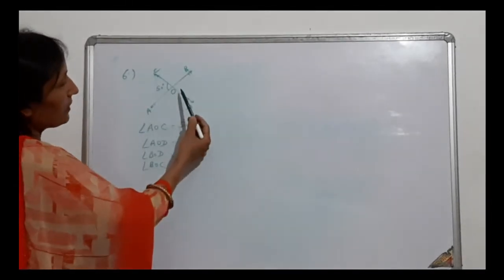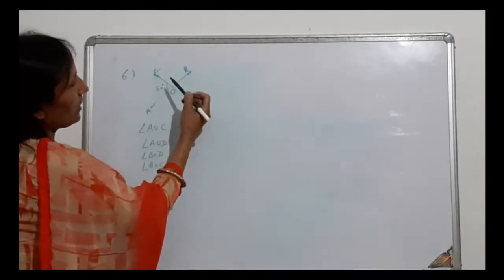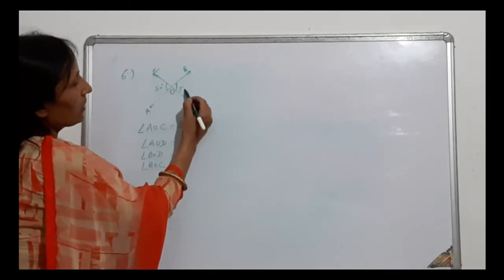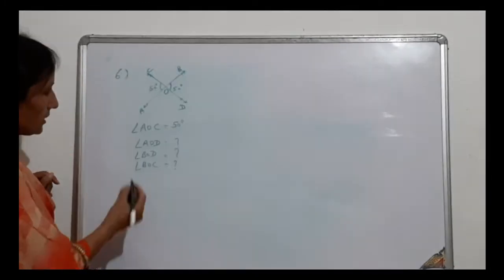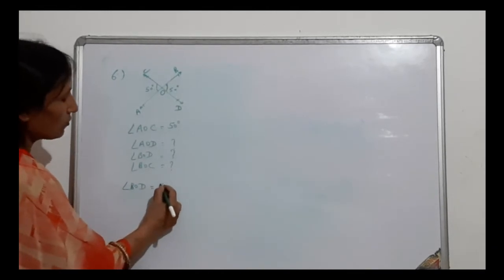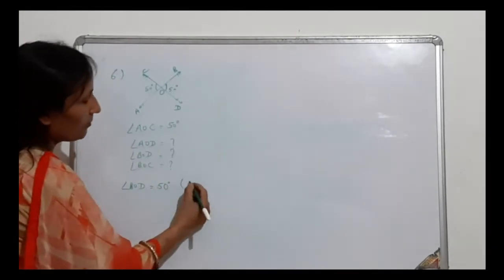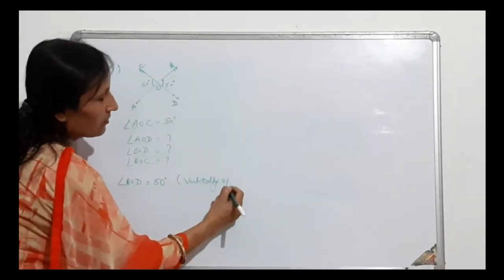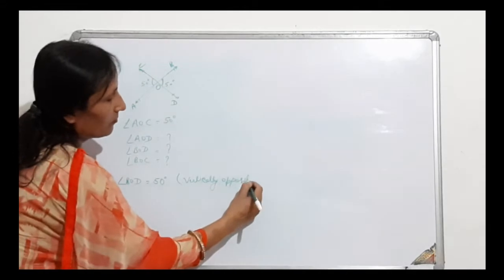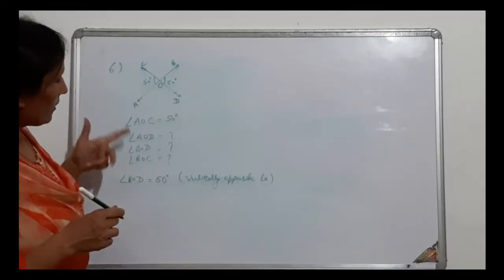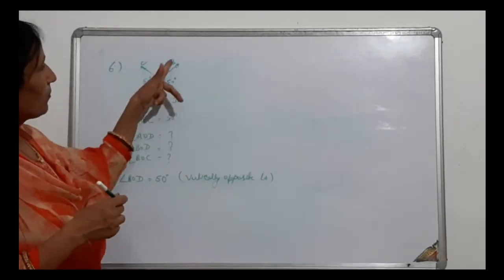By the figure it is very clear that the vertically opposite angle, angle BOD, will also be 50 degrees, because these are vertically opposite angles. So we can write here angle BOD is equal to 50 degrees. In bracket you can write vertically opposite angles. Now we have to find angle BOC also.